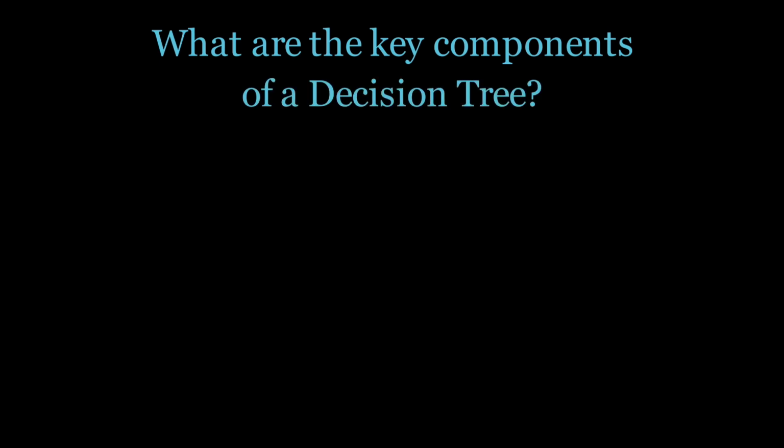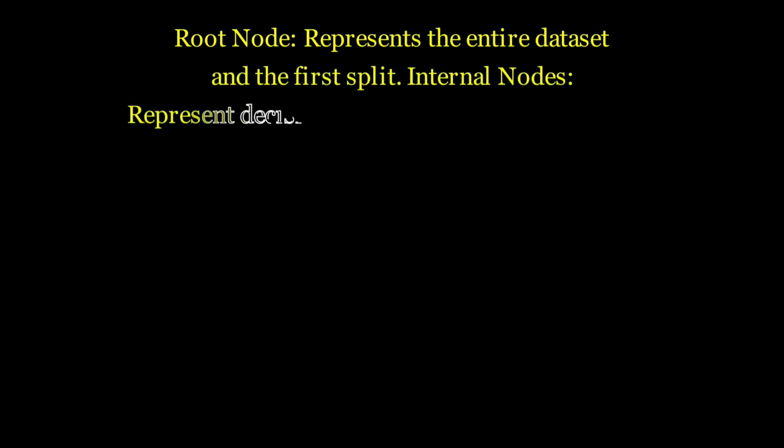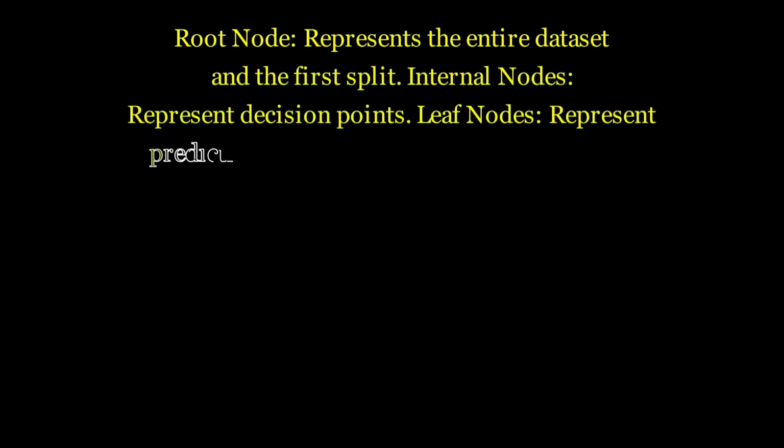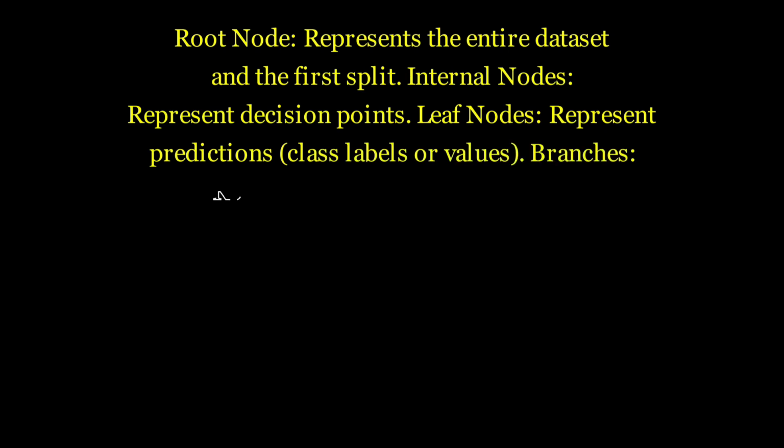What are the key components of a decision tree? The root node represents the entire dataset and the first split. Internal nodes represent decision points. Leaf nodes represent predictions, class labels, or values. Branches represent outcomes of decisions.